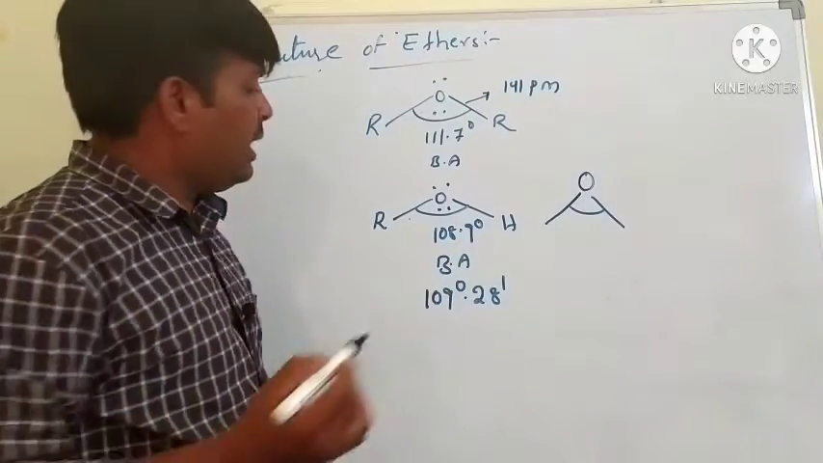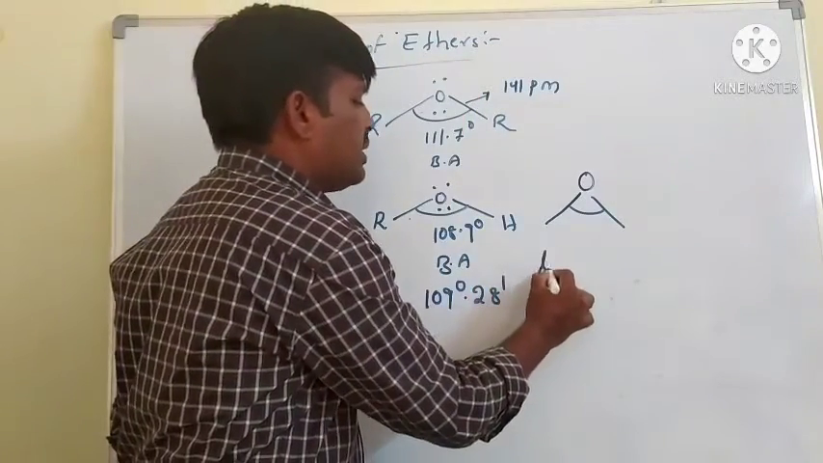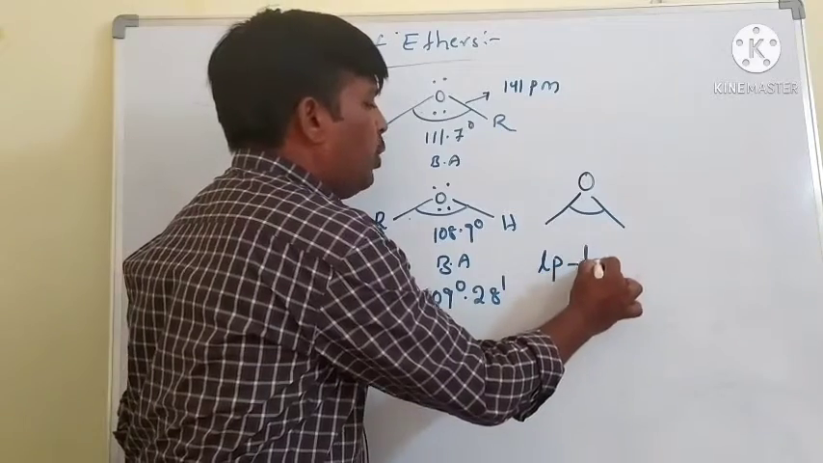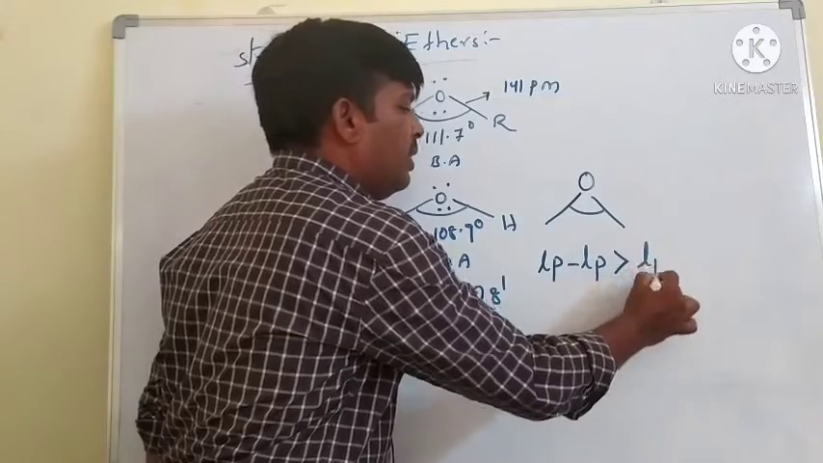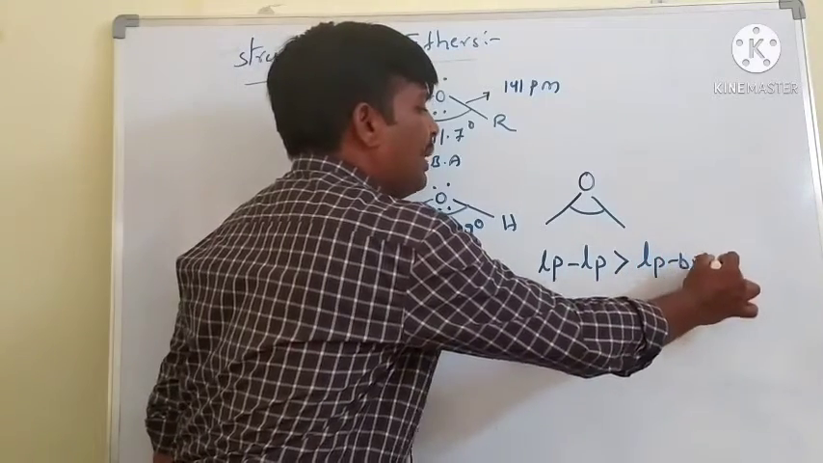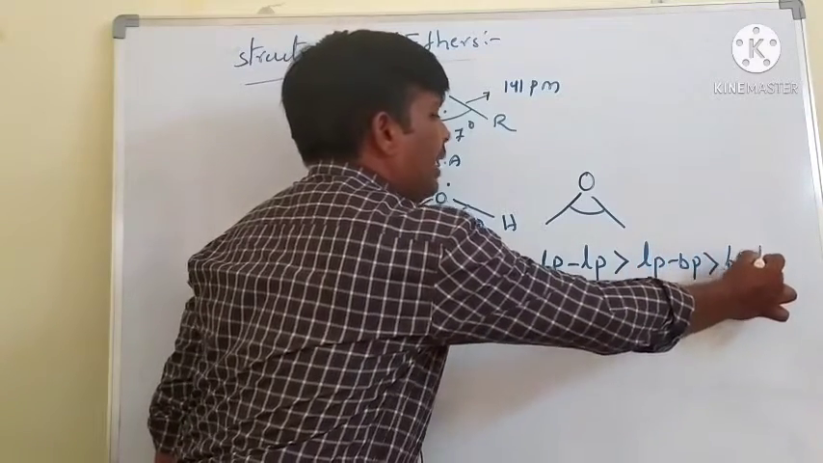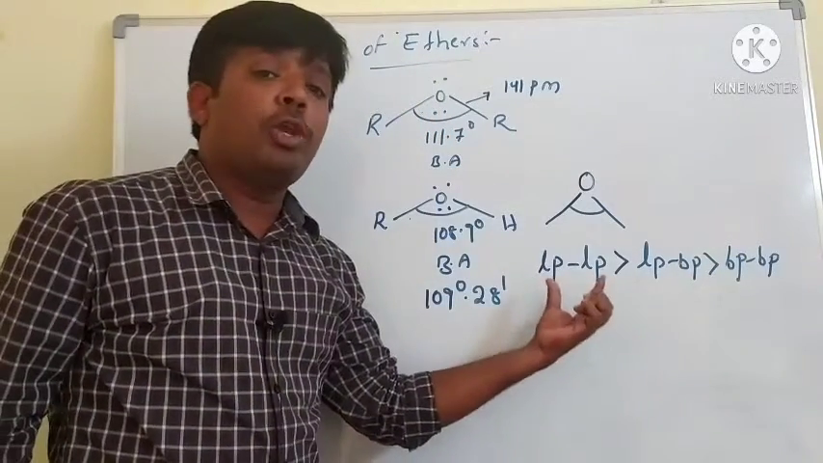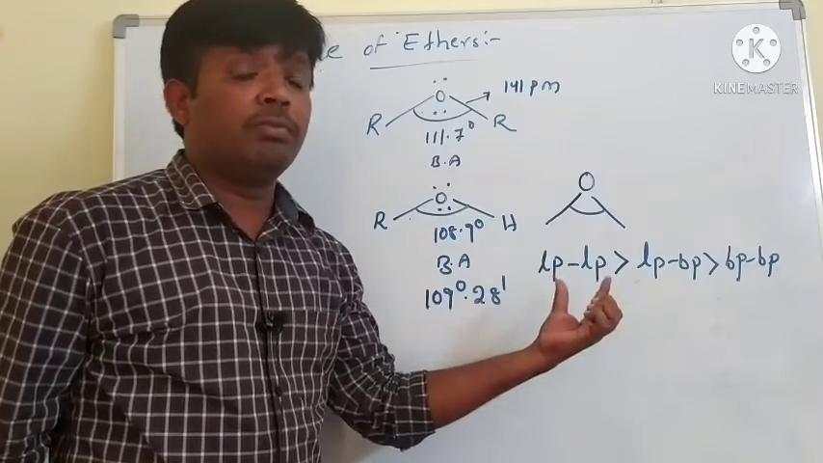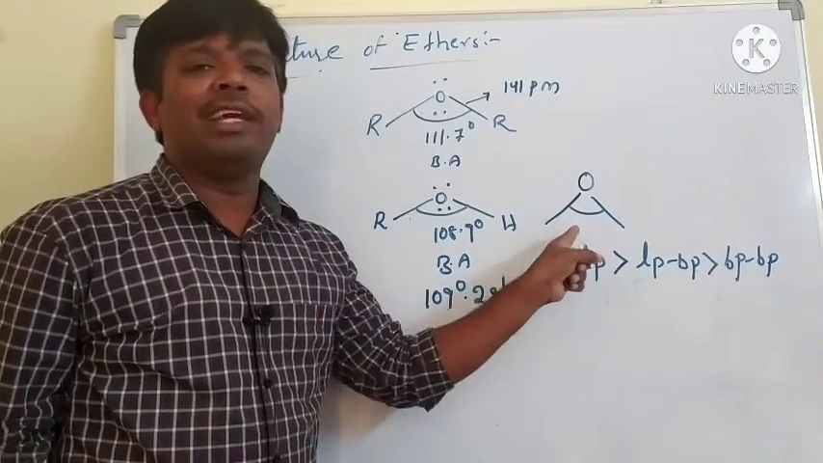We know very well that is the lone pair of electrons. The repulsion between lone pair and lone pair is very high when compared with lone pair and bond pair, and when compared with bond pair and bond pair. Therefore, lone pair repulsions occupy more volume. That's why the bond angle is decreasing.